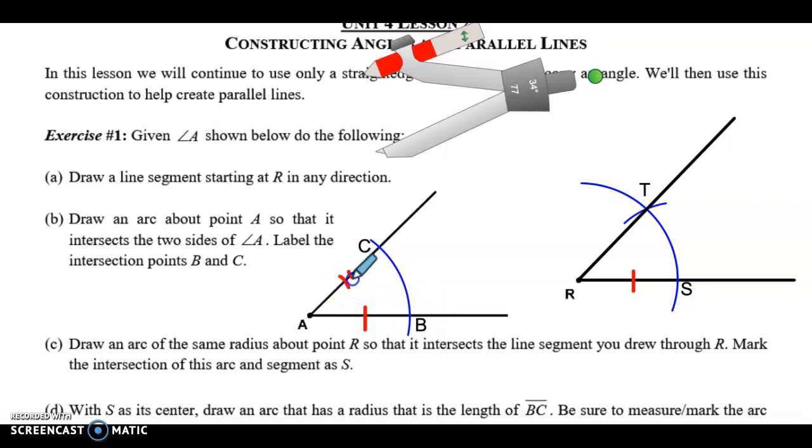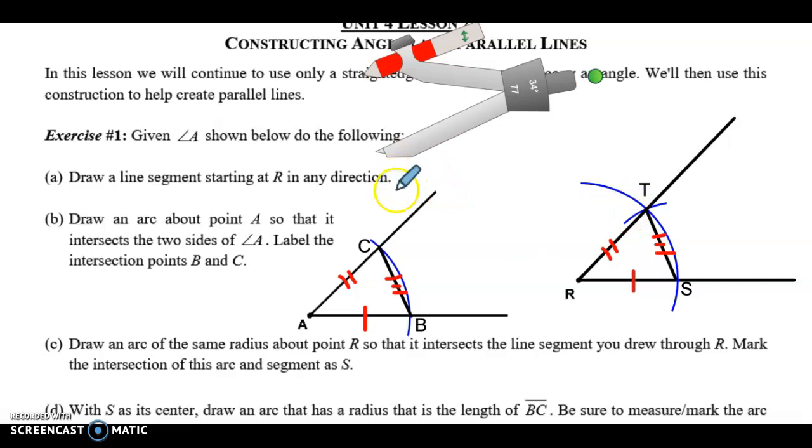AC is going to be the same as RT, again, because the distance from R to T was the same compass setting I used for the distance from A to C. And now that I have a line right here, if I was to connect C to B, and if I was to connect T to S, I actually have a triangle, and the length of BC is the same exact length as the length of ST, because remember, I used my compass to measure the distance from B to C, and then I used that same distance when I did ST.